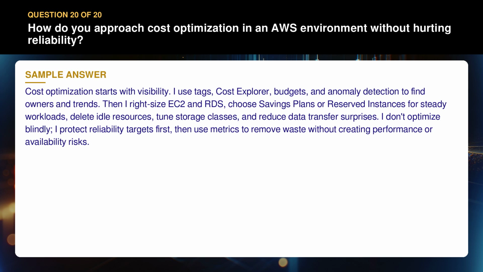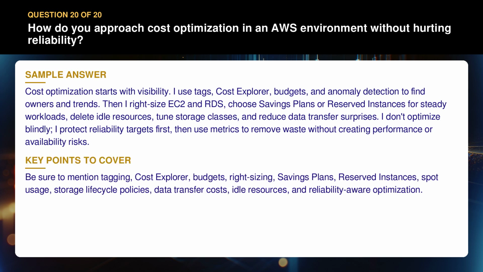I don't optimize blindly. I protect reliability targets first, then use metrics to remove waste without creating performance or availability risks. Be sure to mention tagging, Cost Explorer, budgets, right-sizing, savings plans, reserved instances, spot usage, storage lifecycle policies, data transfer costs, idle resources, and reliability-aware optimization.